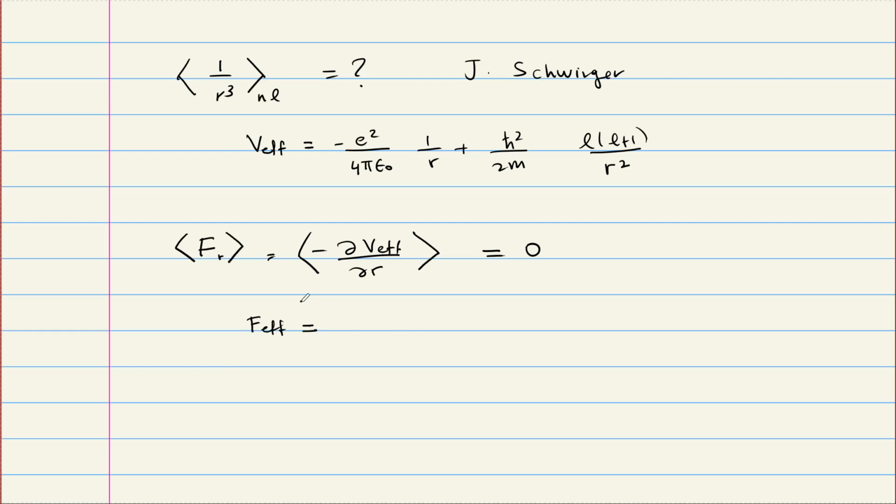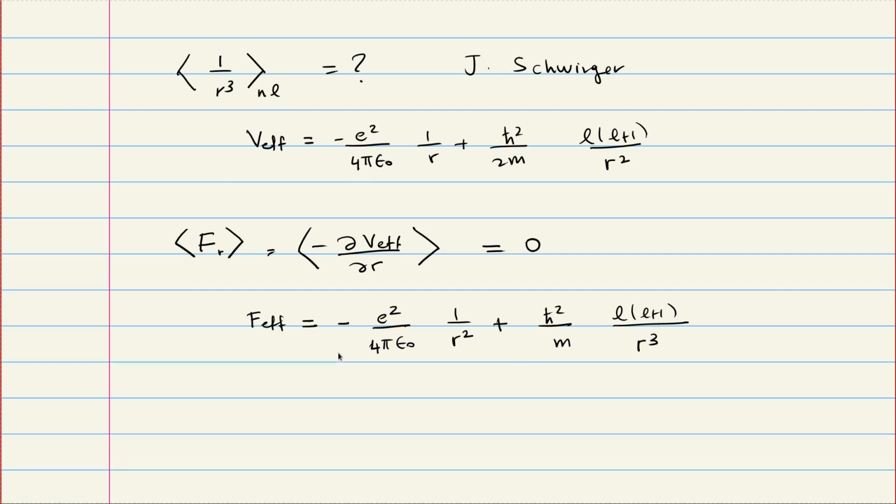And I found it to be, okay, for some reason I have extra. Oh, okay, there is this additional extra, so minus e squared over 4 pi epsilon naught 1 over r squared plus h bar squared over 2m l plus 1 divided by r cube. And if I take the derivative, this one is going to go. And I think it's like this.